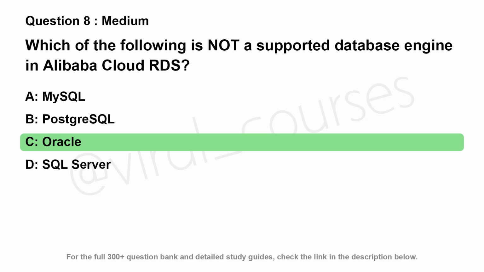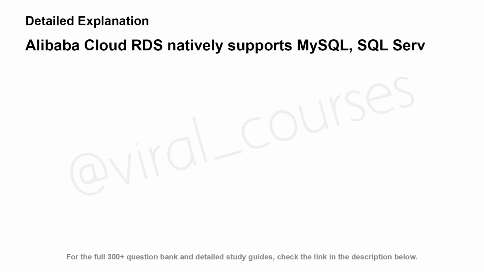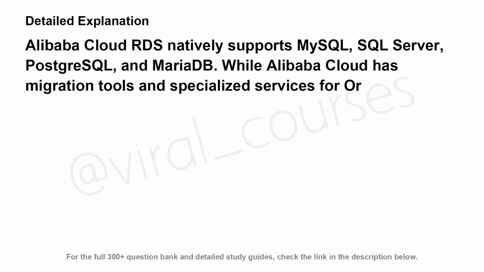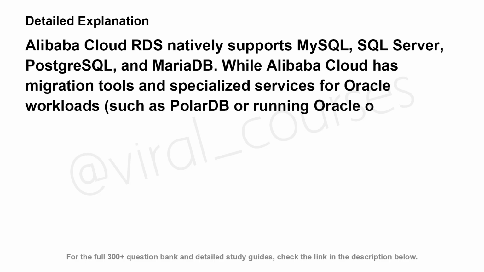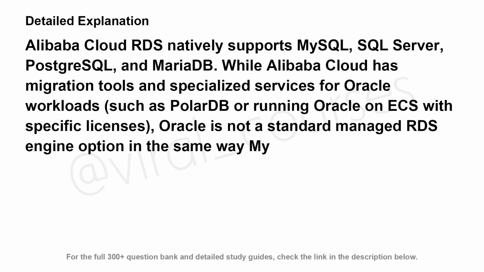The correct answer is C. Alibaba Cloud RDS natively supports MySQL, SQL Server, PostgreSQL, and MariaDB, while Alibaba Cloud has migration tools and specialized services for Oracle workloads, such as PolarDB or running Oracle on ECS with specific licenses. Oracle is not a standard managed RDS engine option in the same way MySQL or SQL Server is.